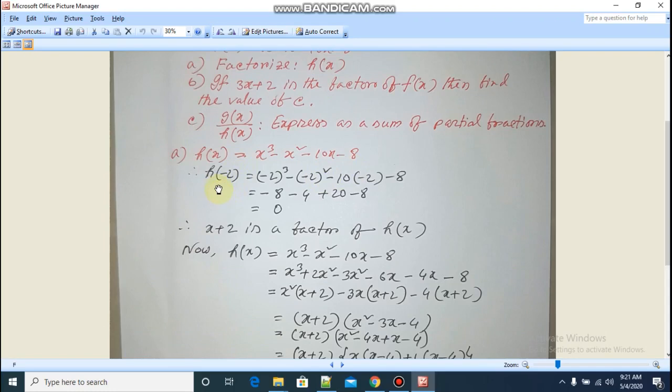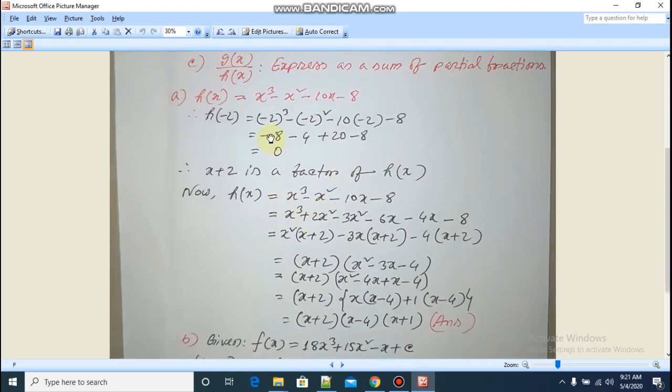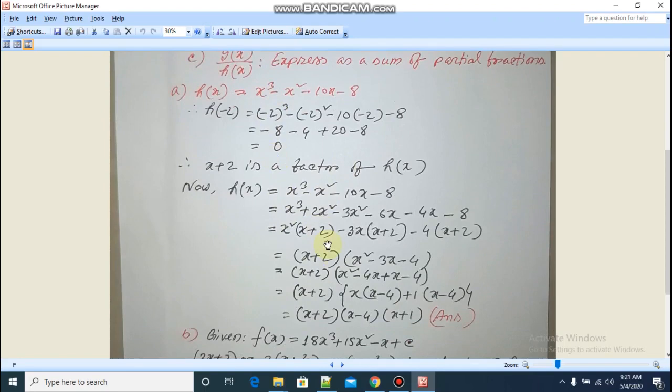After testing, we get h of minus 2 equal to 0. You can use a calculator for this. h of minus 2 equals 0. So x plus 2 is a factor of h of x. This is the factor theorem. Now h of x equal this. Then this is the rule of factor theorem. After calculating, h of x equal this.